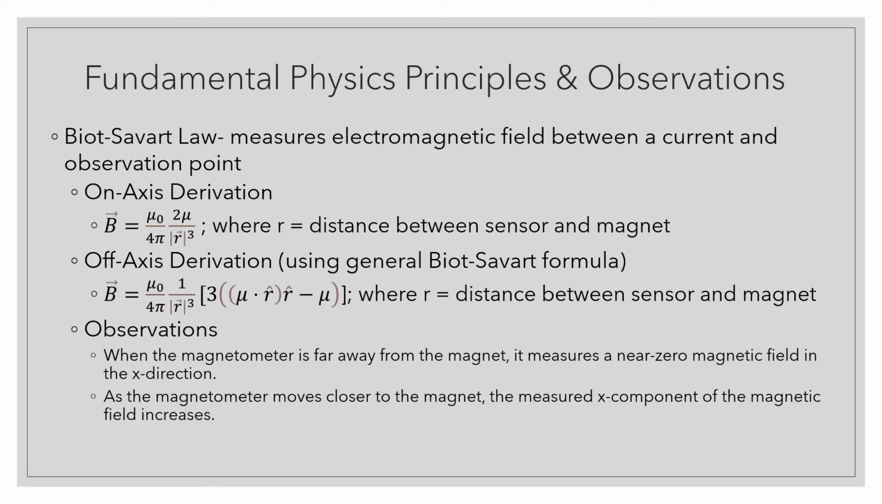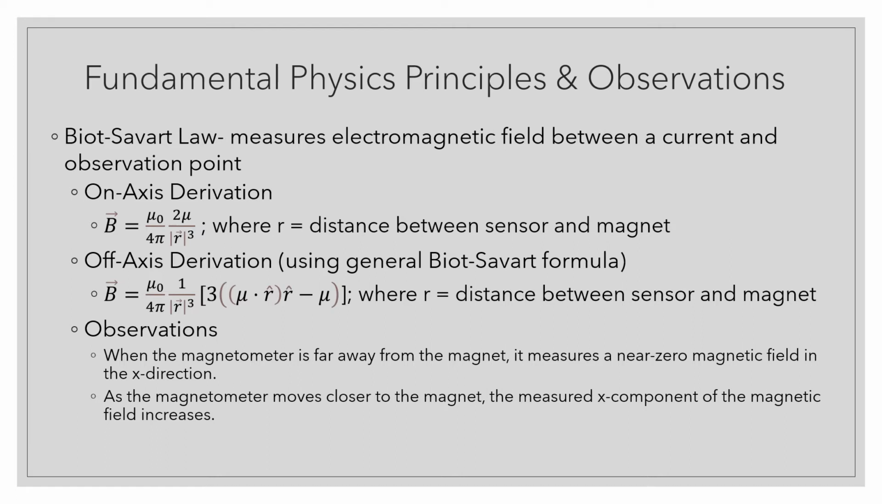The main principle we used during this lab was the Biot-Savart law, which measures the electromagnetic field between a current and observation point. The on-axis derivation, B equals mu naught over 4 pi times 2 mu divided by r cubed, where r is the distance between the sensor and the magnet, is mainly used for dipoles when r is much greater than s. The off-axis derivation used is actually the general form of the formula, which is B equals mu naught over 4 pi times 1 over r cubed times 3 times the dot product of mu and r hat times r hat minus mu.